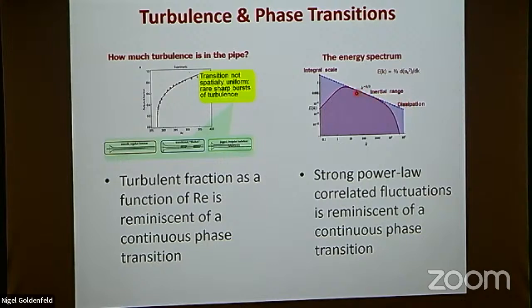So when I'm measuring the energy spectrum, what I'm actually measuring is the velocity autocorrelation function. So I'm measuring the correlation function of velocity fluctuations in the inertial range, and that goes like a power law. And so we all know, again, the signature of continuous phase transitions is that you get power law fluctuations as you go through the transition.